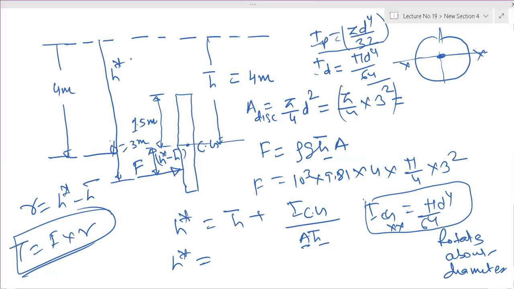Clear? Anybody any doubt? Please ask. Otherwise, we will solve another problem. Shall we move to another problem? Yes, no. Okay, you can check the answer, but the concept is this much only.